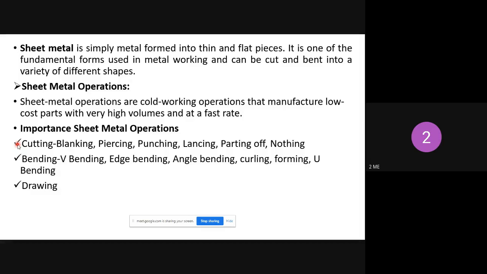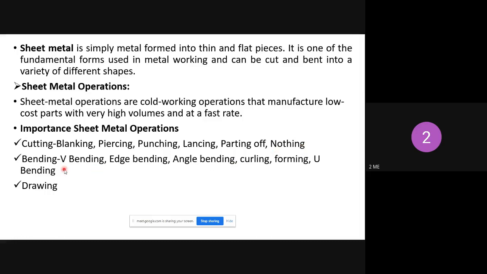Understood? Cutting is nothing but cutting an extra portion or a certain portion of that particular sheet metal; that is called the cutting operation. There are many different processes. The cutting operations are blanking, piercing, punching, lancing, parting, and notching. So these are the cutting operations.